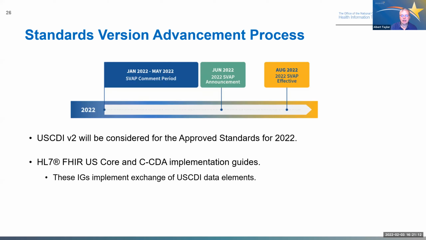But as I mentioned at the beginning, USCDI by itself can't really be implemented into systems. They can be implemented only to the extent that systems can capture those data elements. In order to exchange those new data elements, new versions of the standards for the FHIR US Core and the C-CDA implementation guides, those are the exchange standards that move USCDI data, needed to be updated as well.